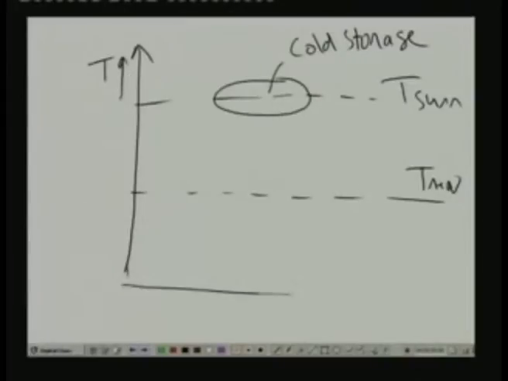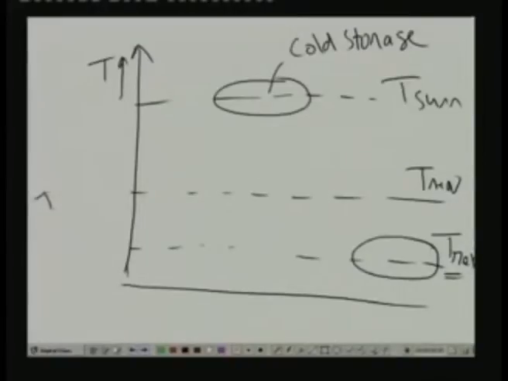How can this be done? In order to do this, there should be heat transfer from the cold storage so that its temperature can reduce. As you know very well, for heat transfer to take place, we must have another system which is in thermal contact with this cold storage and whose temperature is lower than the final required cold storage temperature. That means let us say that we have a refrigeration system whose temperature T ref is less than the final cold storage temperature T required.